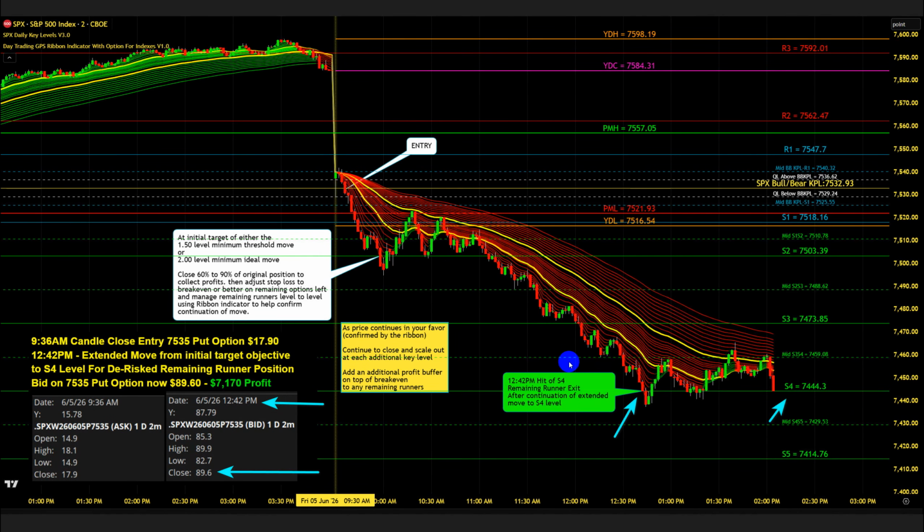For example, while today's trade reached the ideal two-level target at the S2 level by 9:58 a.m., the bearish move ultimately extended 2 additional key levels to the S4 level by the close of the 12:42 p.m. candle. At that point, the 75.35 strike put option was at $89.60 on the bid. That represents a profit of $7,170 per option contract on any remaining de-risked runner position held beyond the initial target objectives. Those advanced trade management techniques are covered in detail in the videos linked in the description below.